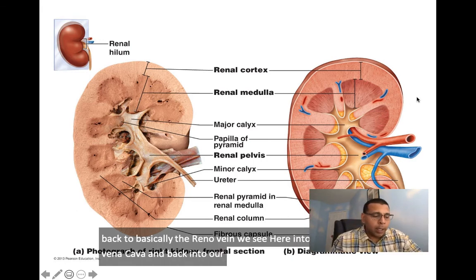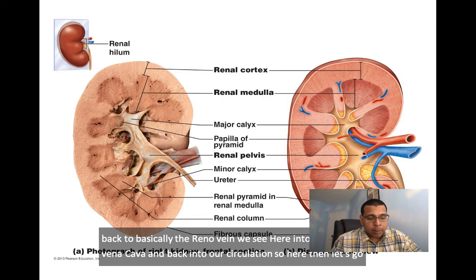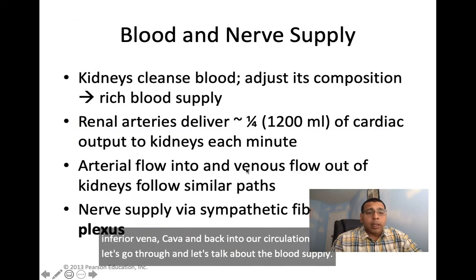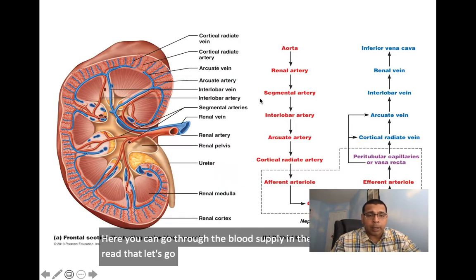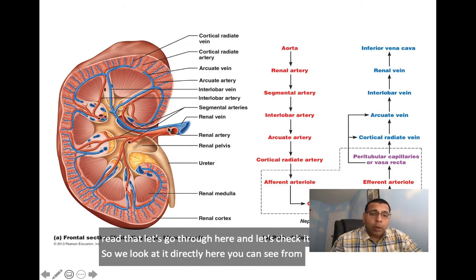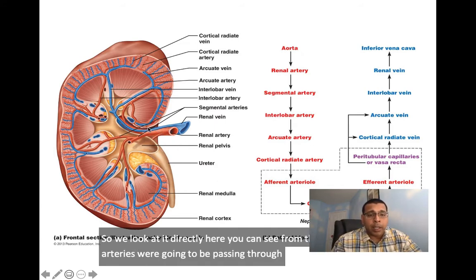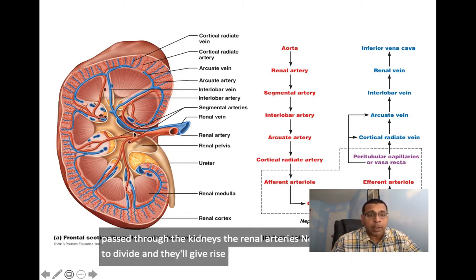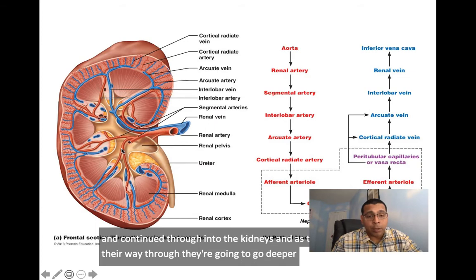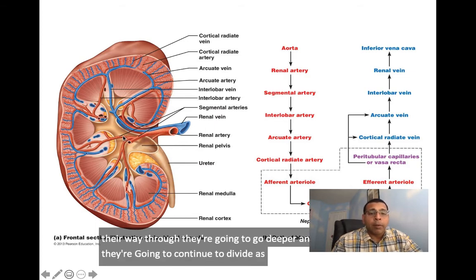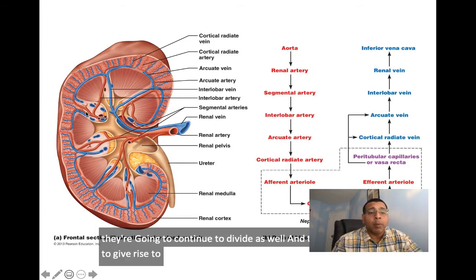So here then, let's go through and let's talk about the blood supply. Here, you can go through the blood supply, the nerve supply, read that. Let's go through here and let's check it out directly. So when we look at it directly, here you can see from the renal arteries, we're going to be passing through the kidneys, and when we pass through the kidneys, the renal arteries now are going to divide and they'll give rise then to the segmental arteries. The segmental arteries then continue through into the kidneys, and as they make their way through, they're going to go deeper and deeper, and they're going to continue to divide as well. And they're going to give rise to then the interlobar arteries.